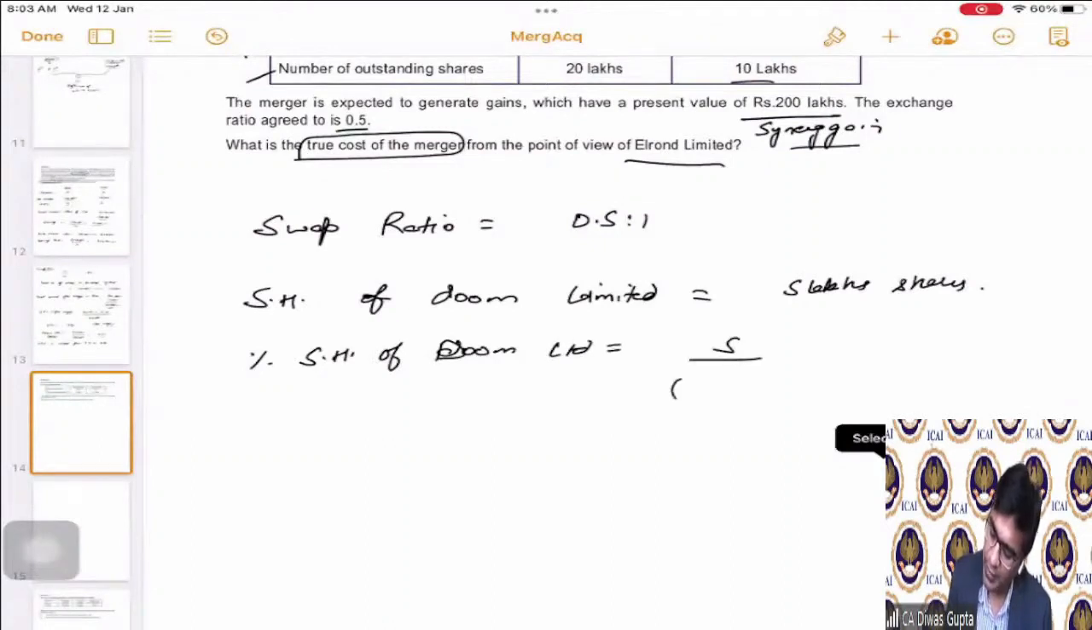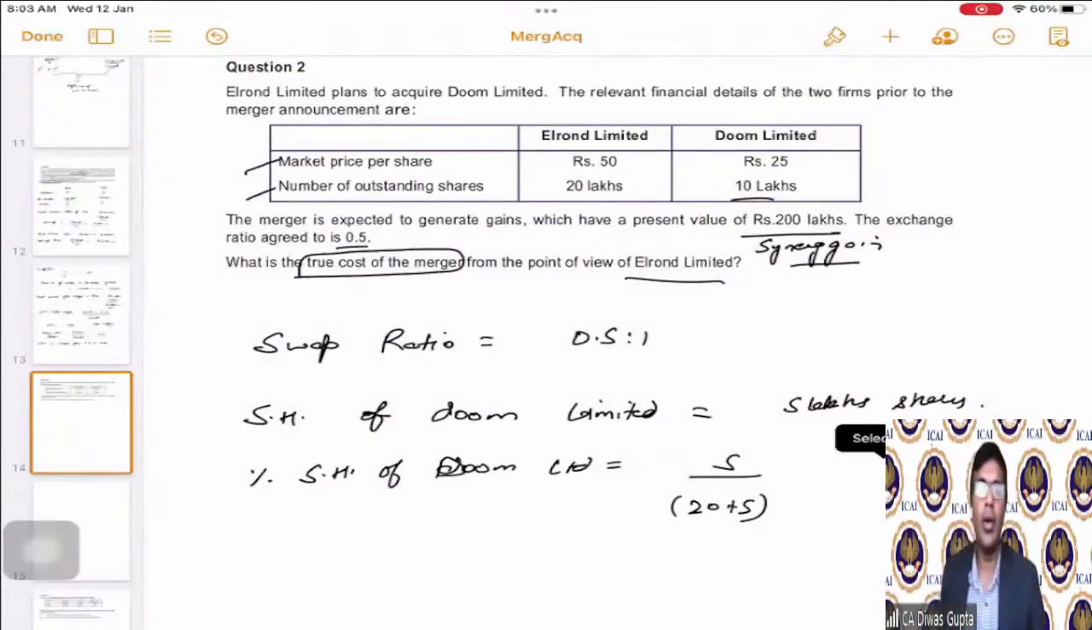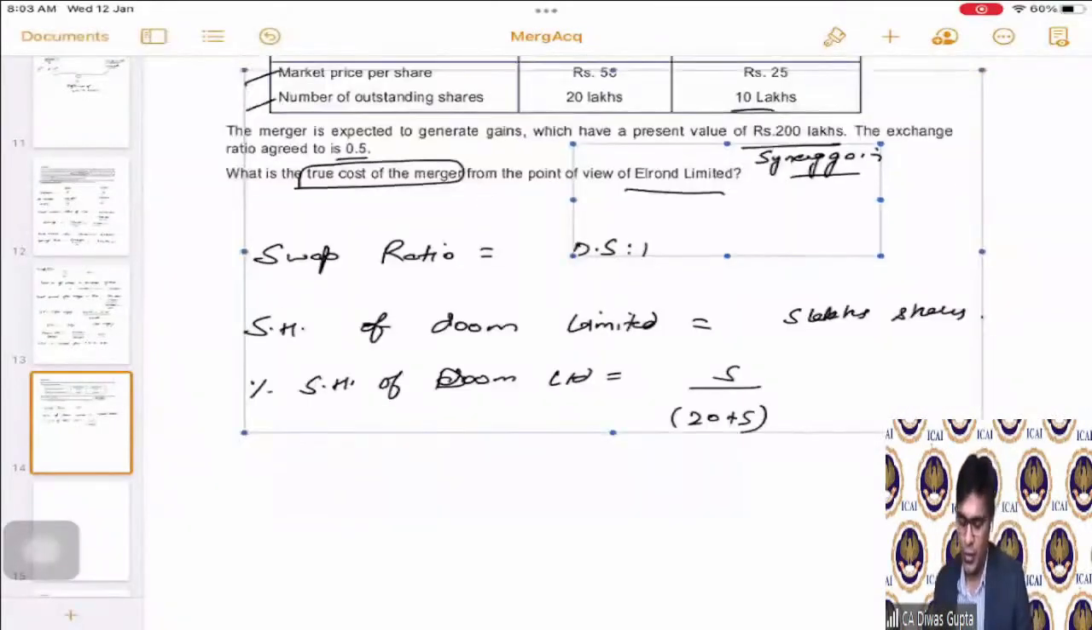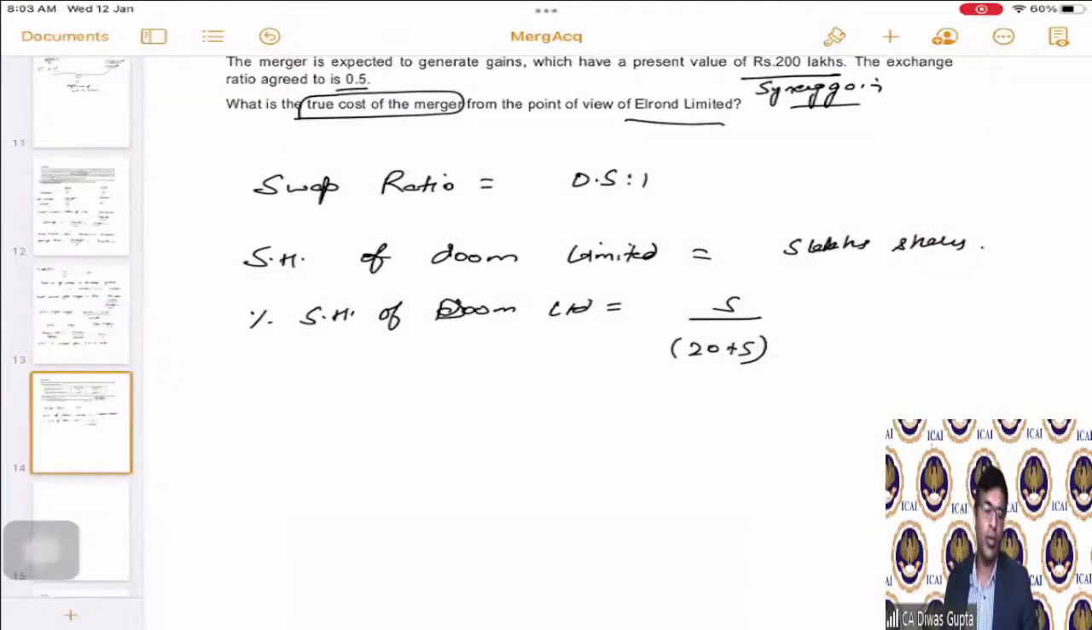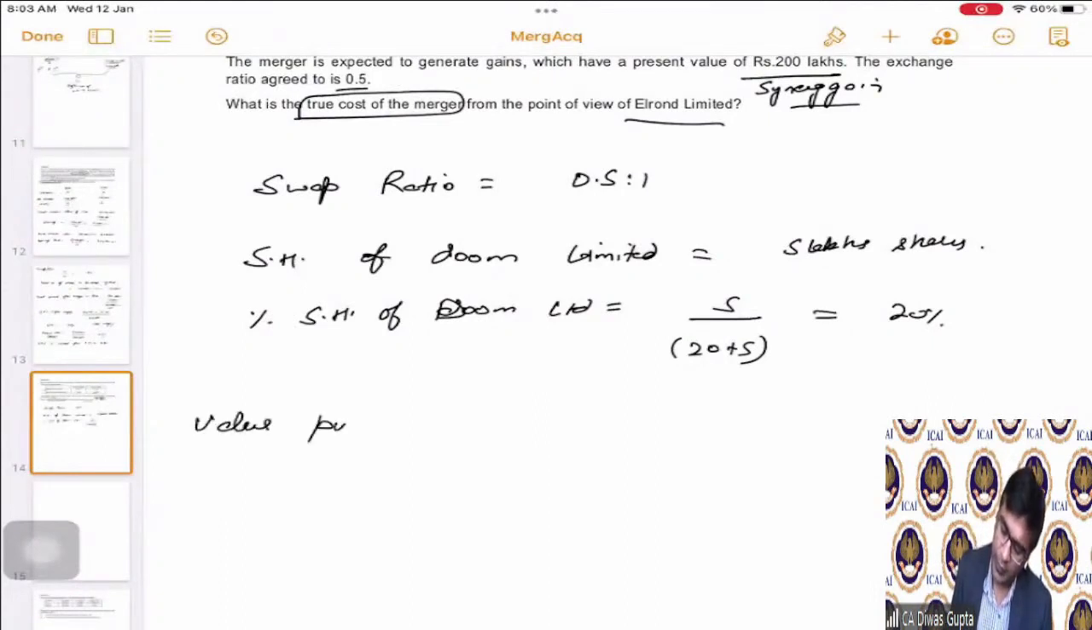So the percentage shareholding of Doom Limited is equal to 5 divided by 20 plus 5, because Elron Limited already has 20 lakh shares and 5 lakhs are further issued. So the total shareholding will be 5 divided by 25. In percentage terms, they will have a stake of 20%. This is nothing but the swap ratio only. We have calculated the percentage shareholding. Now, what is the value post merger? Because we have to calculate the MPS difference for both pre-merger and post-merger from the Doom Limited perspective to arrive at the true cost of merger.